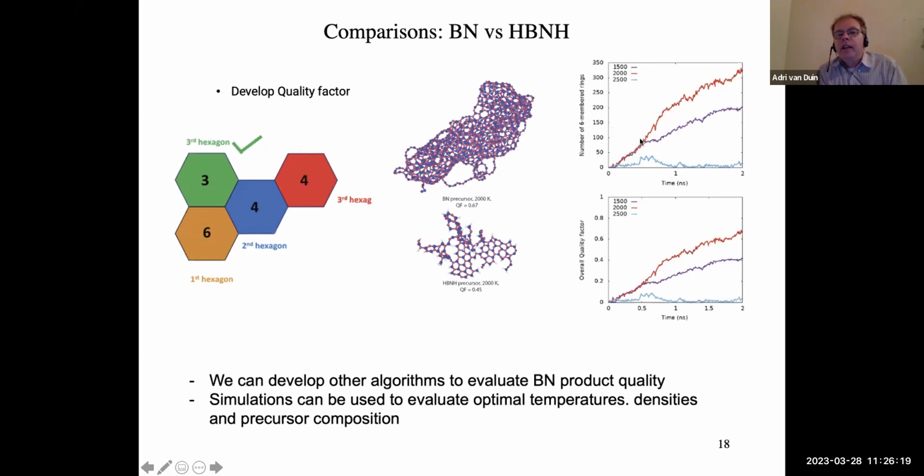And we see here that at 2000 Kelvin is roughly the optimal growth temperature. If we go beyond that, we still get a lot of 6-membered rings, but they're all kind of badly connected. So we get isolated 6-membered rings that don't grow into sheets. So if you want to grow a decent quality boron nitride, there's clearly an optimal temperature, and we can develop these things pretty quickly using these molecular dynamics simulations.